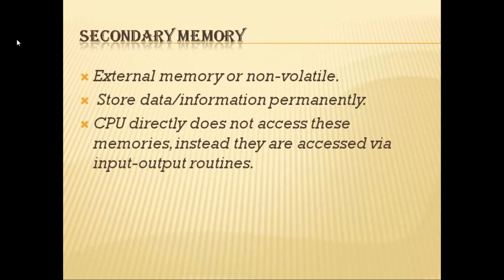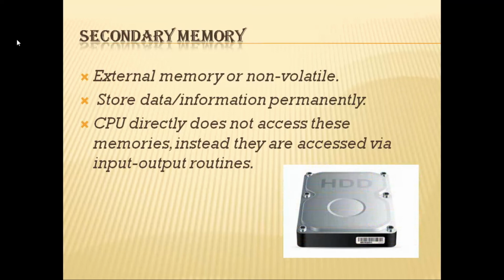This type of memory is also known as external memory or non-volatile memory. That is, it will not lose the data when the power is off. It is slower than the main memory. These are used for storing data or information permanently. CPU does not directly access these memories. Instead, they are accessed via input or output routines. That is, the contents of the secondary memory are first transferred to the main memory and then the CPU can access it.